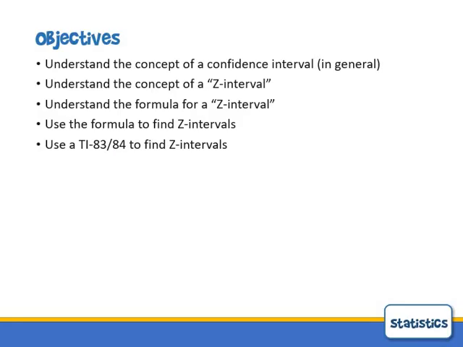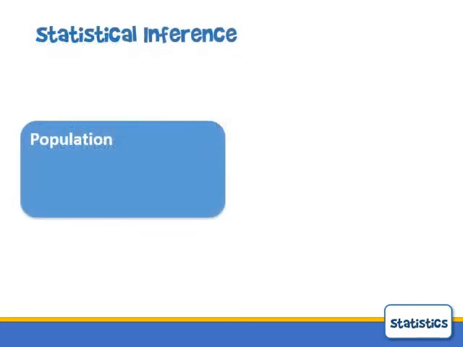This one, I thought in this section it might be a good idea to really kind of explicitly lay out where we're going here. We want to understand the concept of a confidence interval in general, understand the concept of a z-interval in particular, which is a confidence interval for a sample mean, understand the formula that's used to compute those, use the formula to compute some of those, and then also how to find them more quickly with our calculator. So that's what we're going to be talking about.